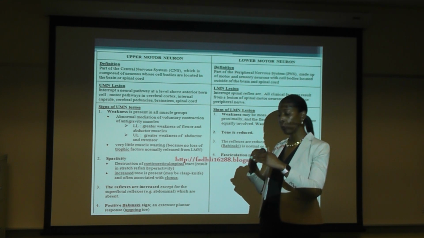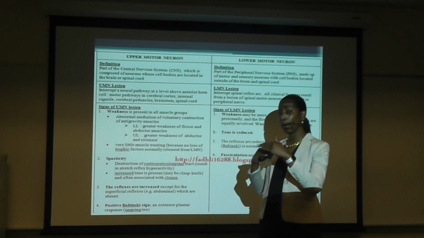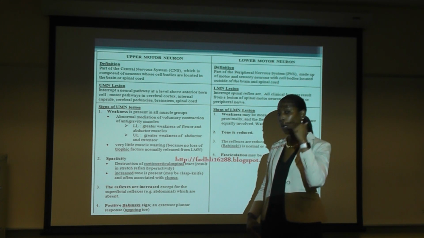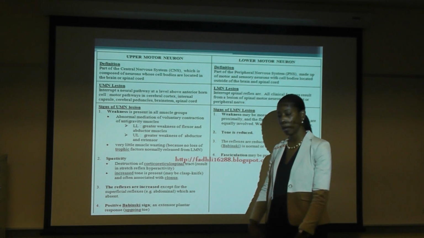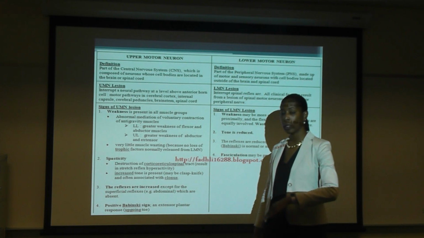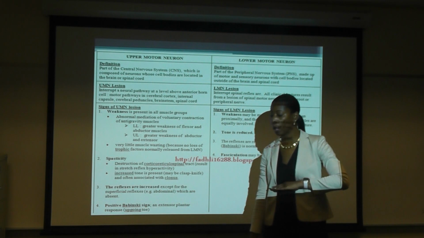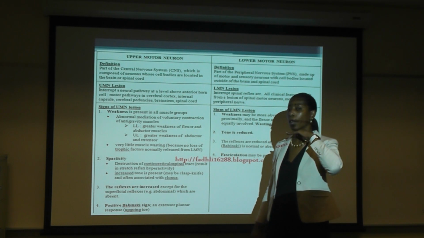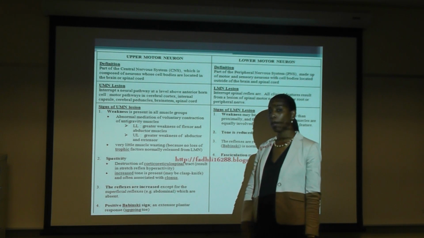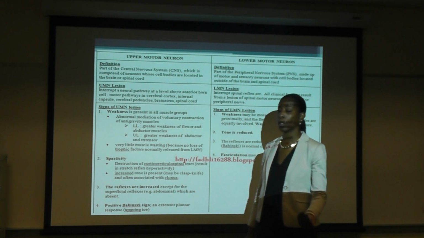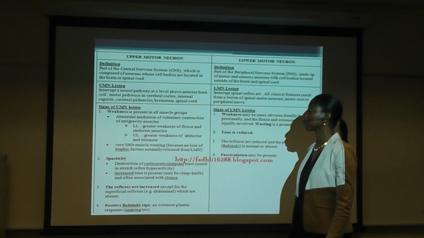So usually you will have the symptoms below wherever that lesion is. The higher up the lesion, the more you have damage. The lower down the lesion, the less you have damage. So if it's in the thoracic spine, everything below is going to go. If it's in the cervical spine, everything below is fair game. Everything below the level of the lesion is what's going to be affected.